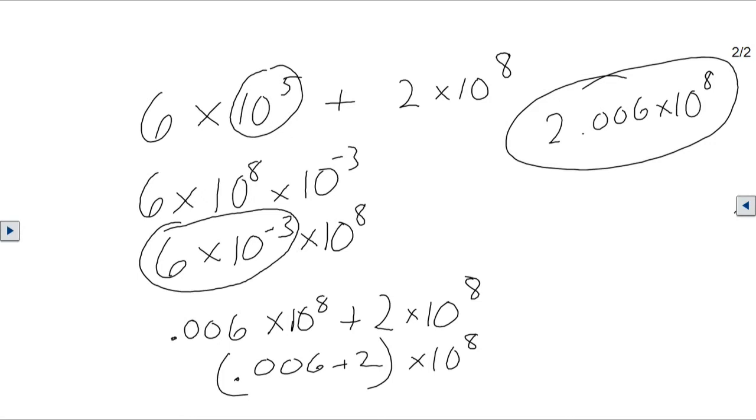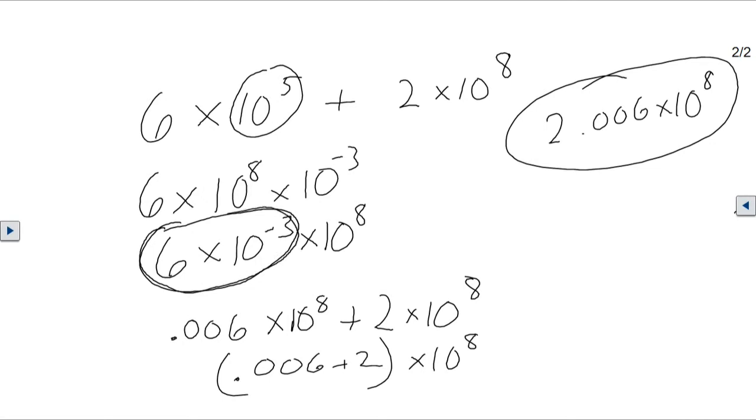Okay, so in that case, we took our smaller exponent and we changed it to make it our larger exponent, right? So I basically said I need 10 to the 8th, right? What do I do with 10 to the 8th to get 10 to the 5th? Well, I have to subtract 3 exponents, so times 10 to the negative 3rd, right? Did some rearranging of the numbers.